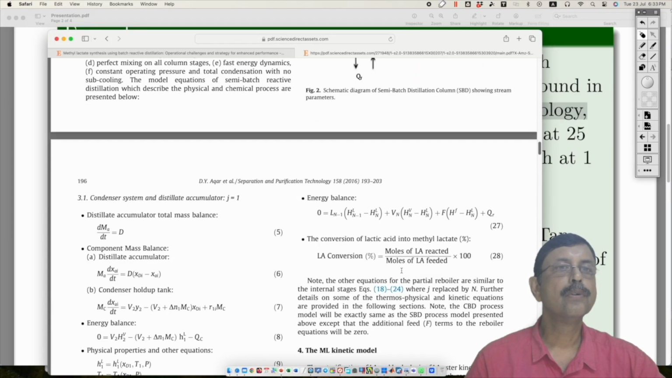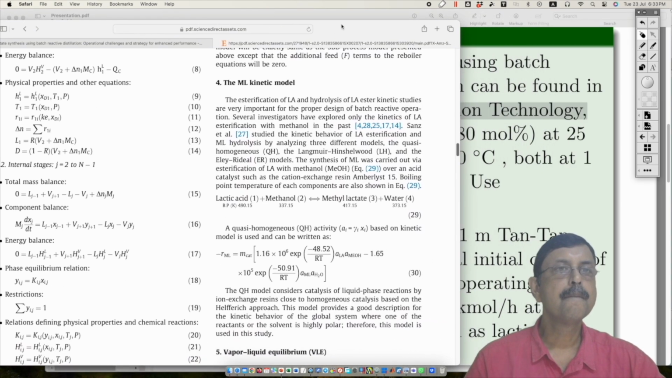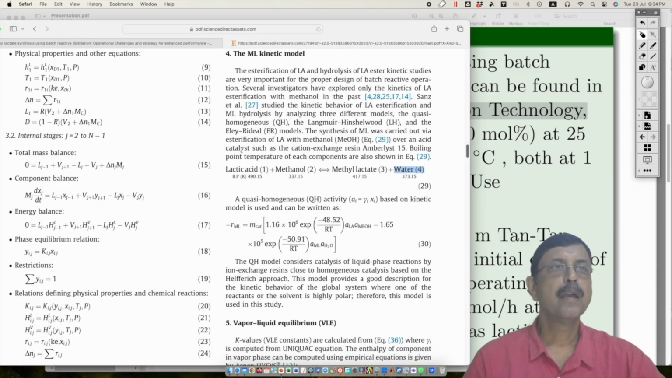So this is the kinetic model. So here you can see lactic acid plus methanol is equal to methyl lactate and water. Okay. Esterification of lactic acid and hydrolysis of LA ester kinetic studies are very important for proper design of batch reactive operation. Several investigations have explored only the kinetics of LA ester with methanol in the past.